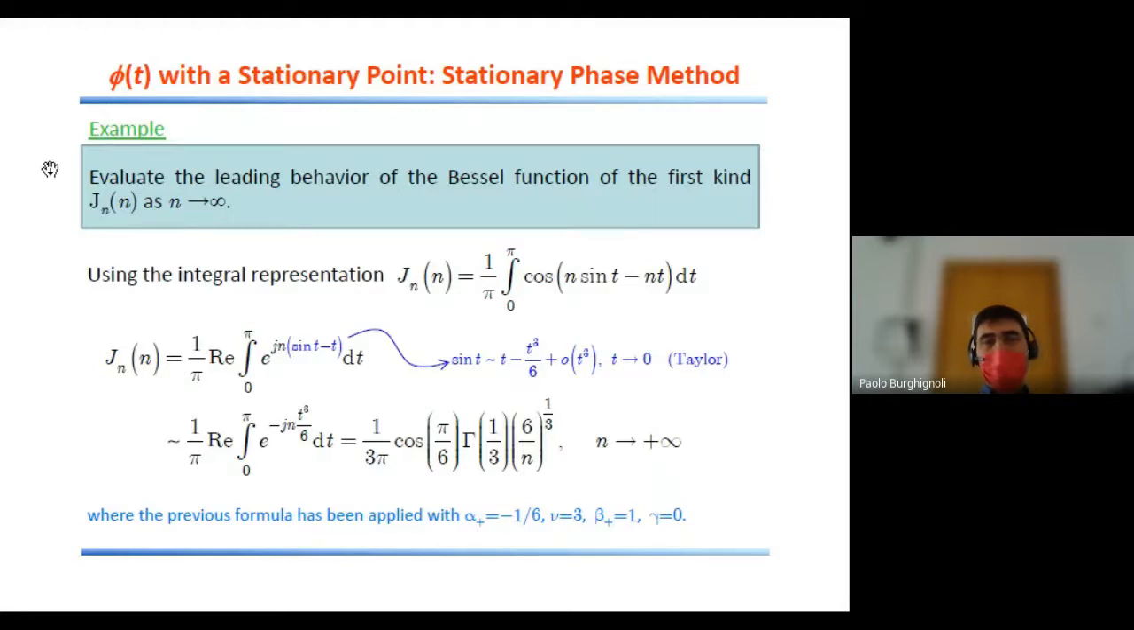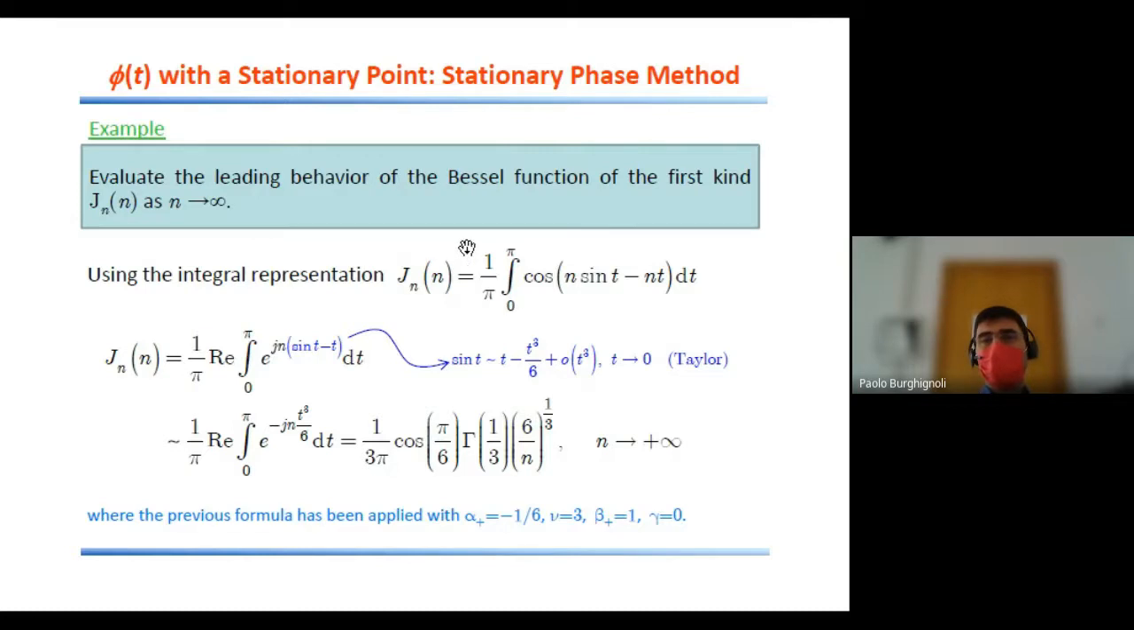To give you a final example, let us evaluate the leading behavior of the Bessel function of the first kind, J sub n, evaluated for the argument equal to its order. So we have n also as the argument of the Bessel function in the asymptotic limit when n goes to infinity. To evaluate asymptotically the Bessel function, we will start from one of the many representations that exist of Bessel functions.